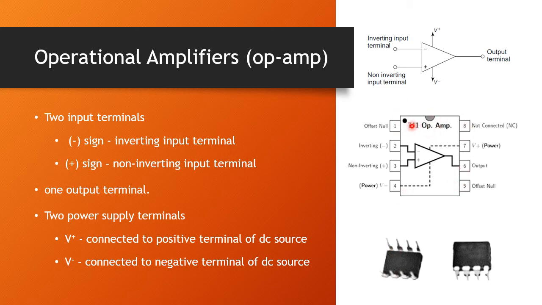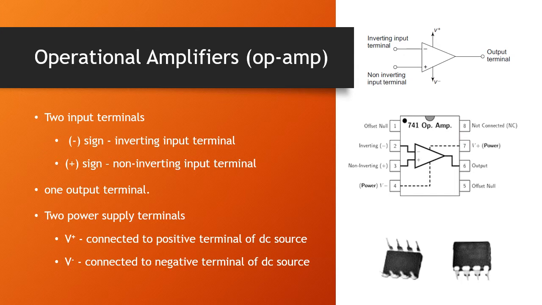In the 741 op-amp, the first pin is a null connection. The second pin is used as the inverting input terminal, that is minus. The third pin is the non-inverting input terminal. The fourth one is the power supply V minus, and the seventh one is the power supply V plus. The sixth terminal is the output terminal. The fifth is also a null connection. In the eighth, no connection is made.